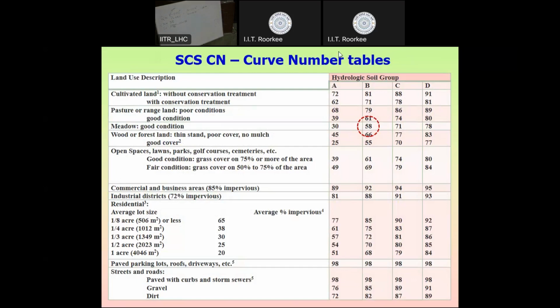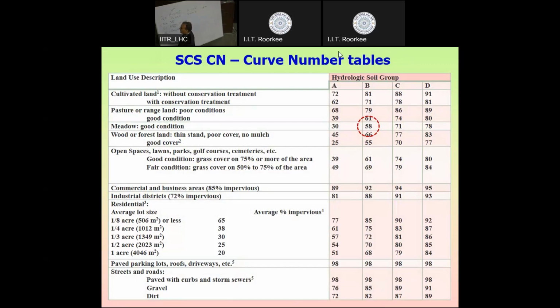Now, after development, what does it say? We have three land uses. LU1 is residential with 1/8 acre plot, and this is 75% of the area. Residential with 1/8 acre plot and group B soils, so the curve number would be 85, right?